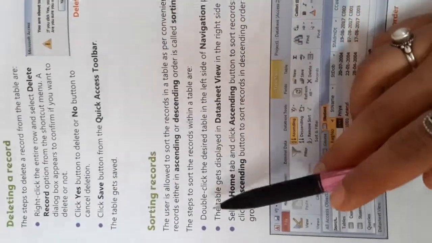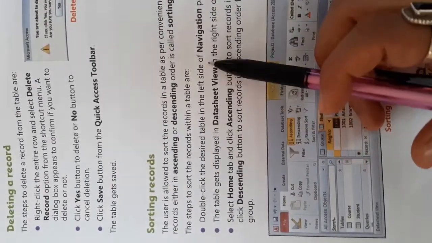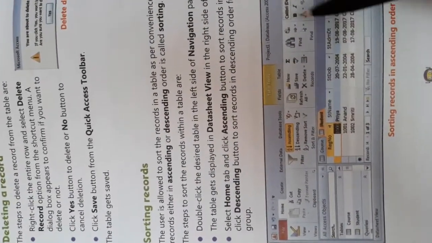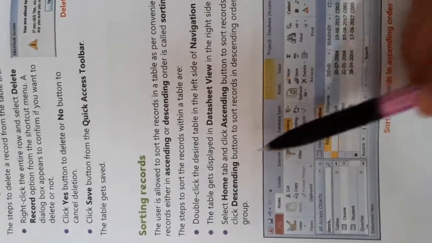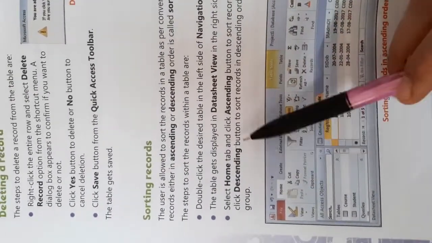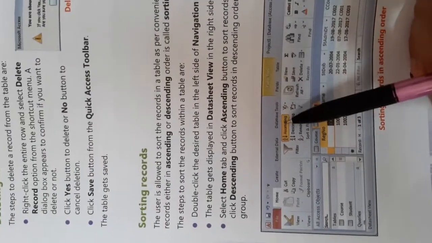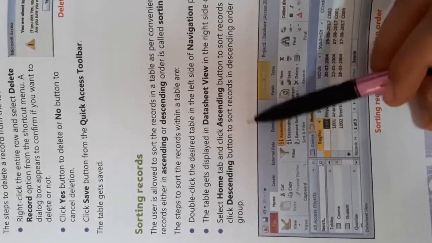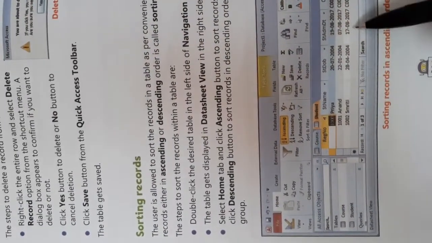The steps are: double click the desired table in the left side of the navigation pane. After that the table will be displayed in the datasheet view in the right side of the navigation pane. Select the home tab and click the ascending button to sort records in ascending order, or click descending to sort records in descending order, in the sort and filter groups. Like this, you can sort the data in ascending and descending order.